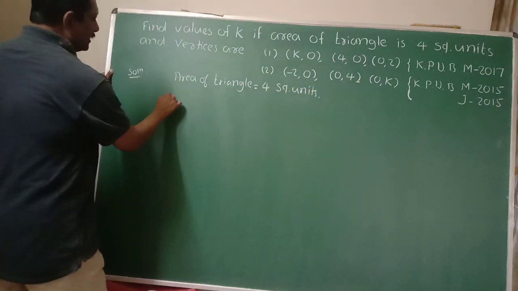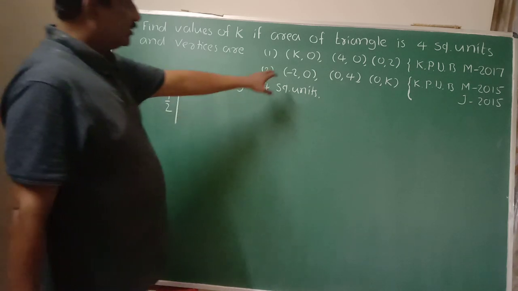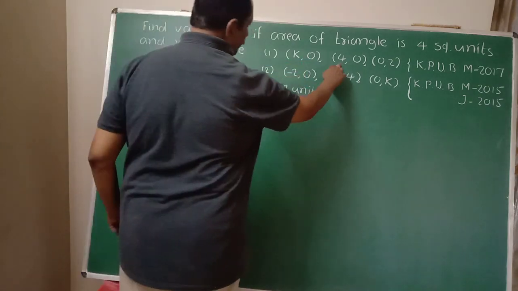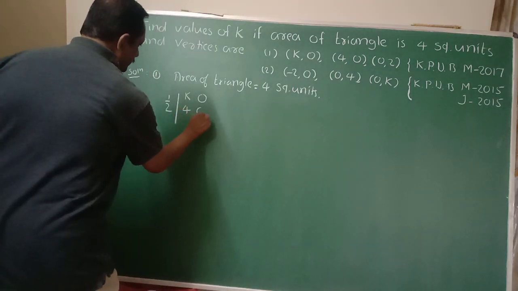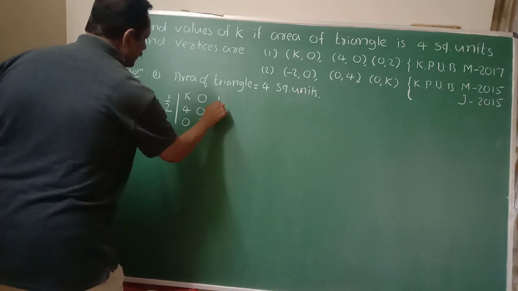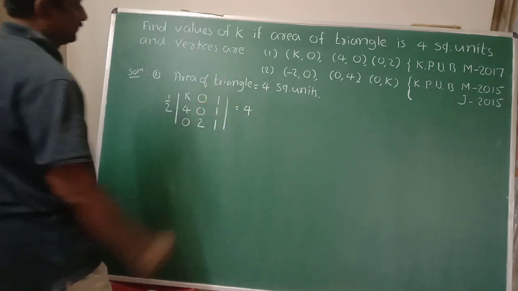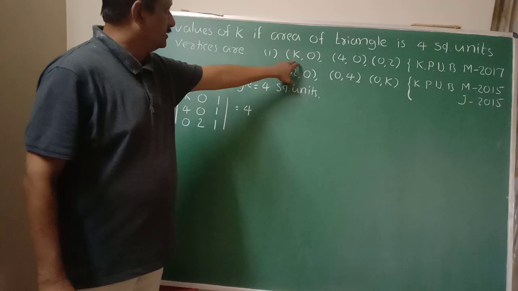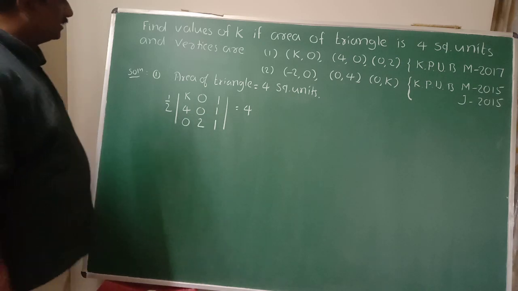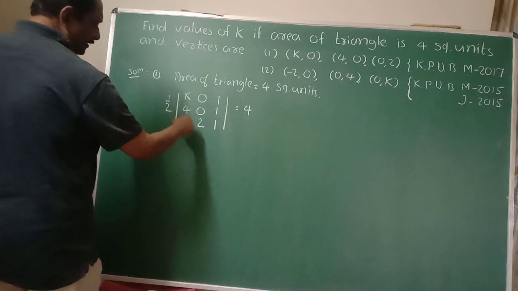You know that the area of the triangle is 1 by 2 into the determinant. Taking the first example, the coordinates are (k, 0), (4, 0), (0, 2), and the last column is 1 and 1 and 1, equal to 4. Take this 2 across, so 4 times 2 is 8, and expand this determinant.